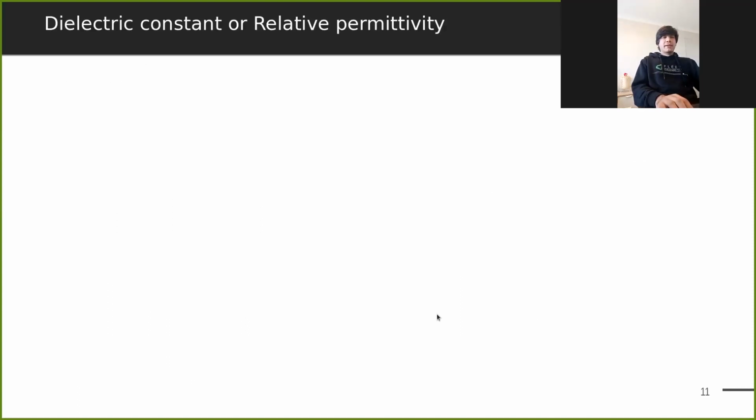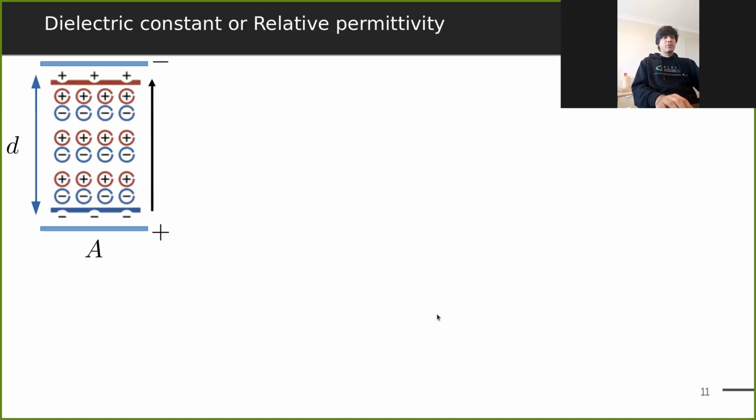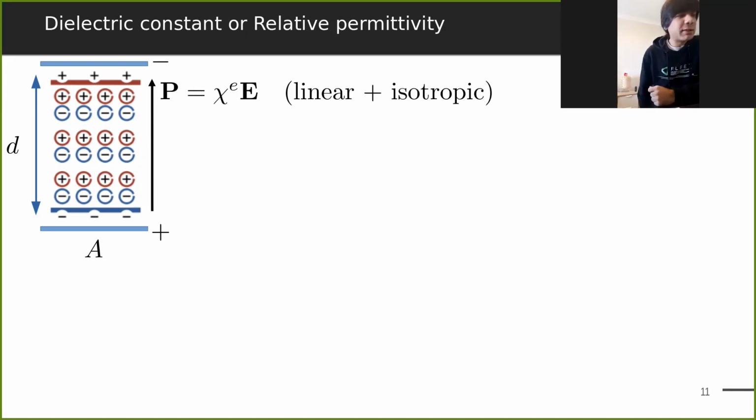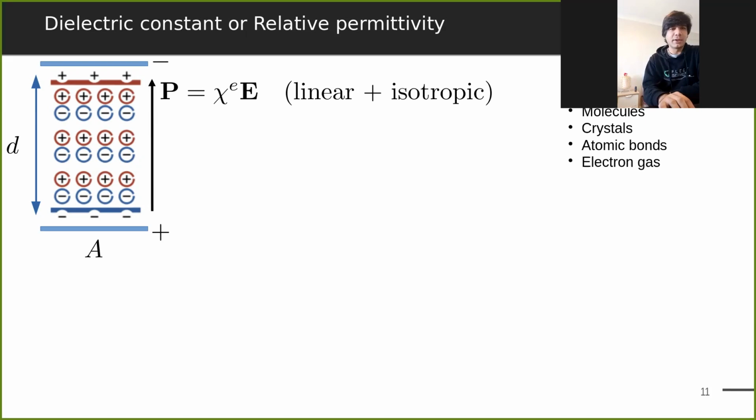Let's first start with making an ordinary capacitor. So what you do is take two plates and stick an insulator inside, and then you apply an electric field. It turns out that there's a polarization vector that develops in this material due to polarization of atoms, molecules, polarization of the crystals, atomic bonds, and possibly electron gas. And in most materials, which are linear and isotropic, this polarization vector is proportional to the applied electric field. And this proportionality constant is called the dielectric susceptibility. Dielectric susceptibility is related to the relative permittivity through this equation.